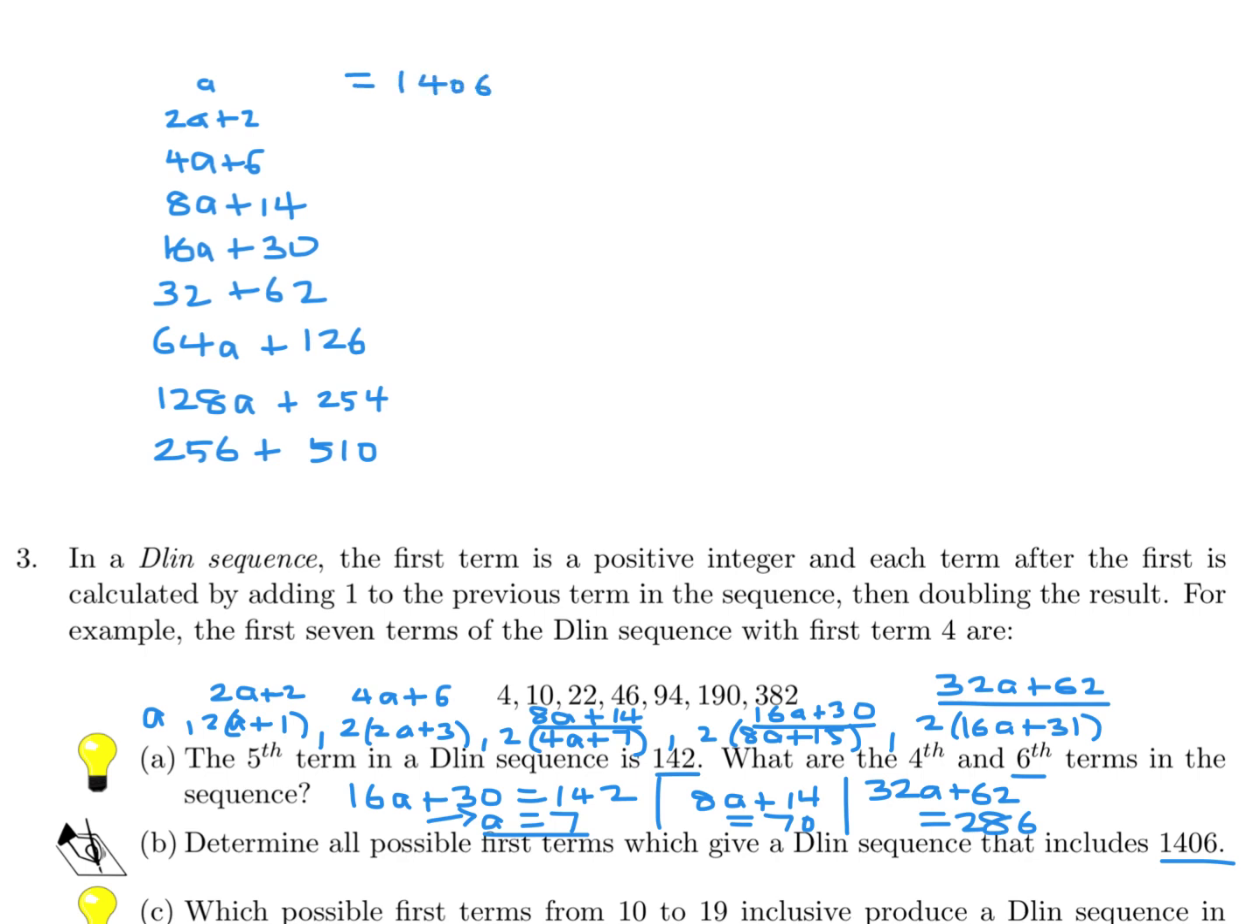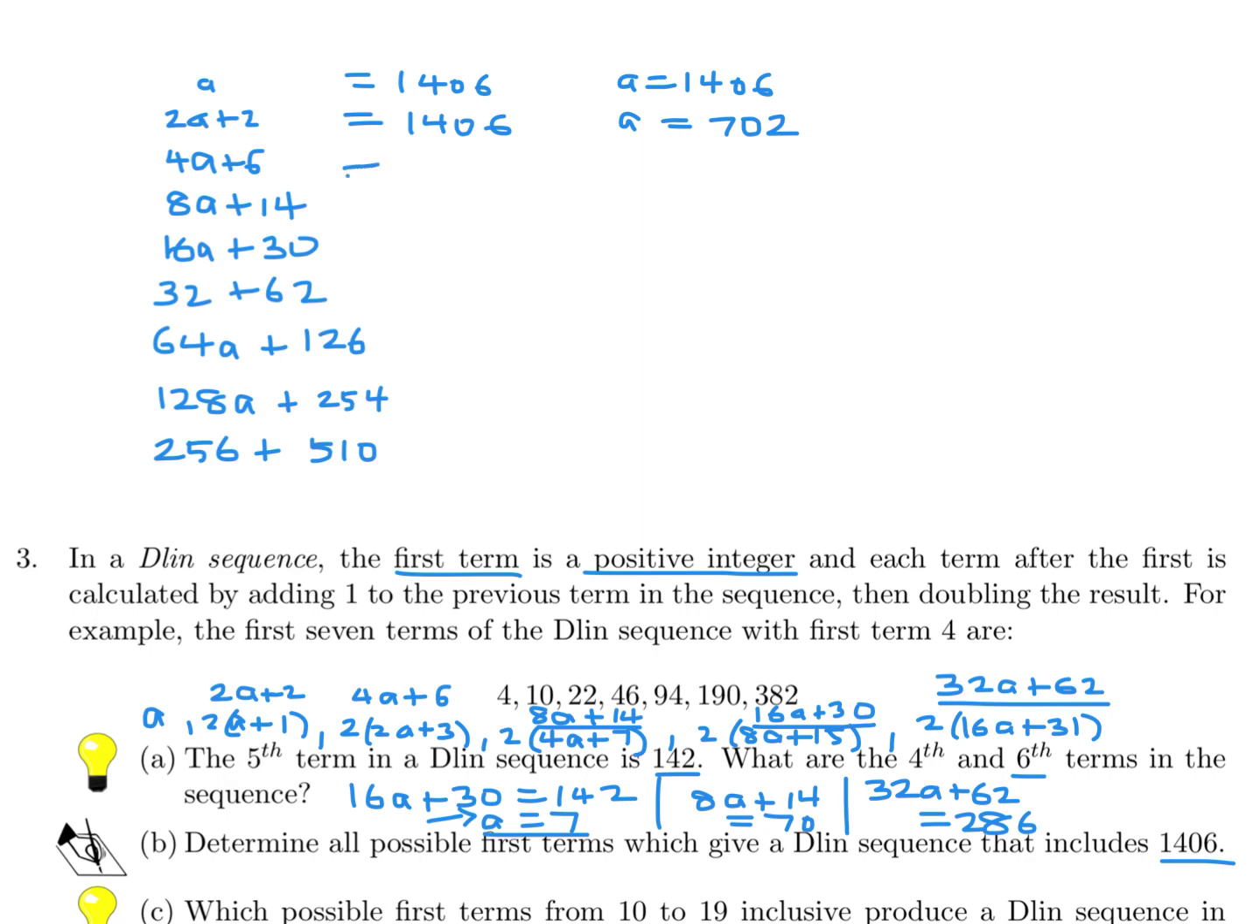Okay, if the first term is 1406, that means a is 1406. I think what's going to happen is eventually we'll get a non-integer, right? Because the first term is a positive integer. I got it. Okay, so if 2a plus 2 is 1406, that means a is 702.